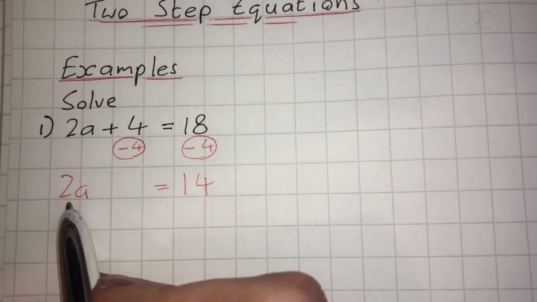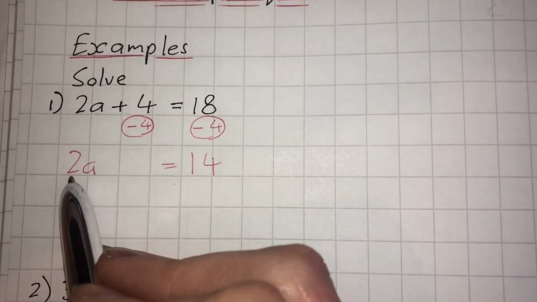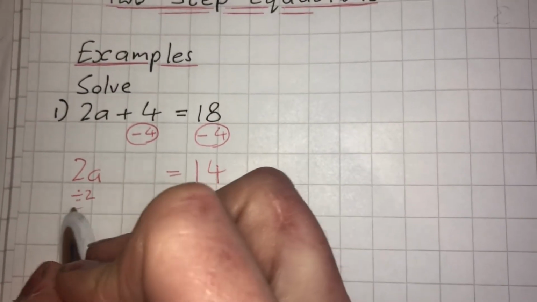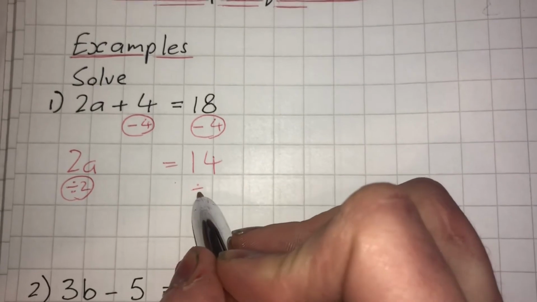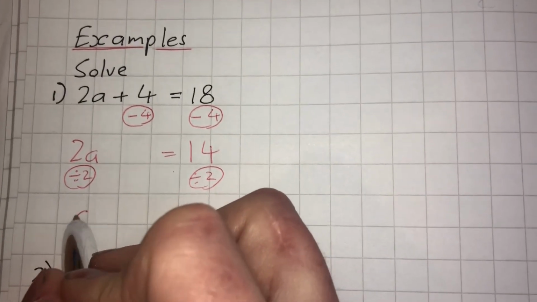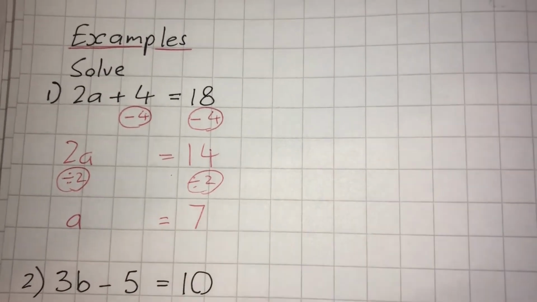I now have to get rid of this 2. So remember, this 2 is multiplying with the a. The opposite of multiplying is dividing. So divide by 2. I have to do the same on the right hand side as well. So 2a divided by 2 is 1a, which is just a. 14 divided by 2 is 7.